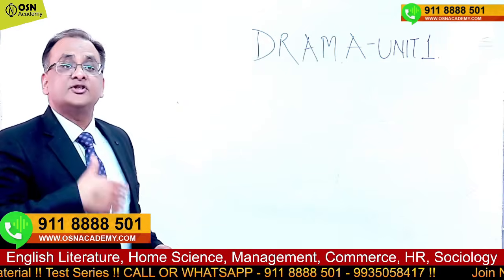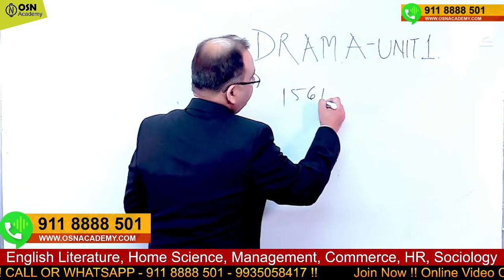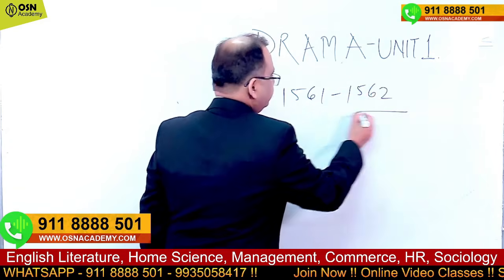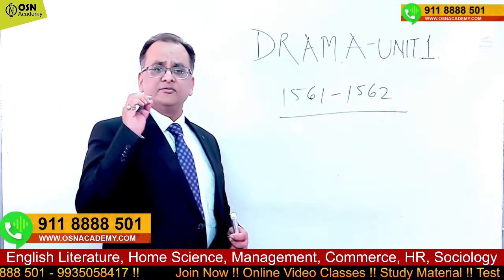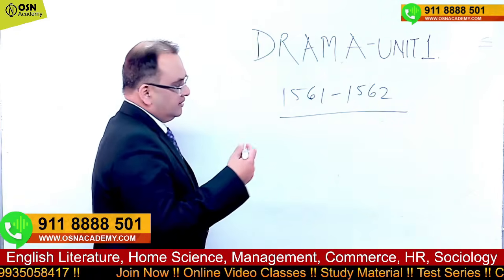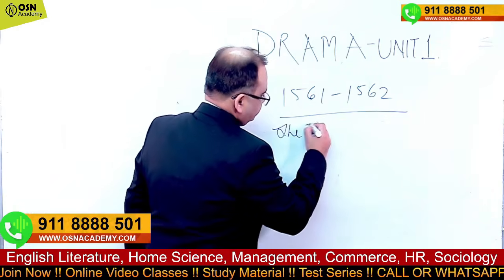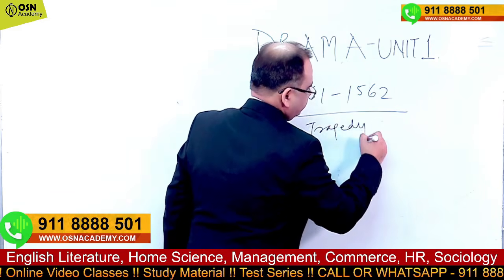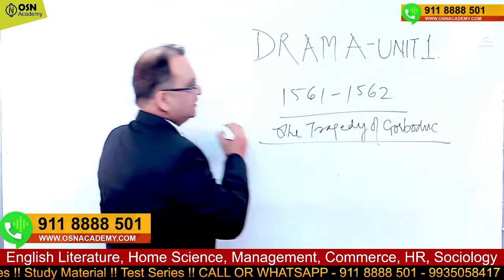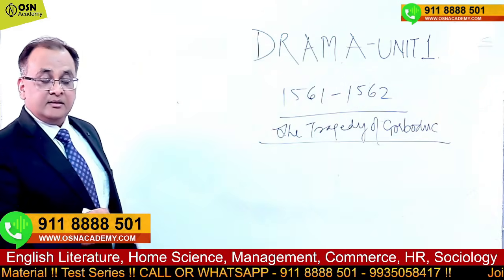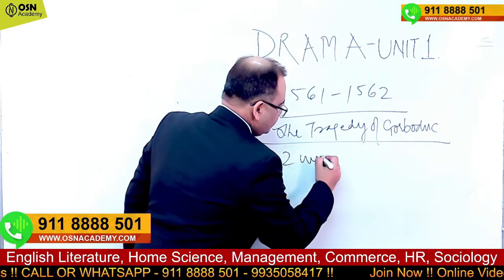Few years later, if we talk about 1561 to 1562, for example, came the first full-length British tragic play, The Tragedy of Gorboduc. The full-length tragic play. But don't forget, it is written by two writers.